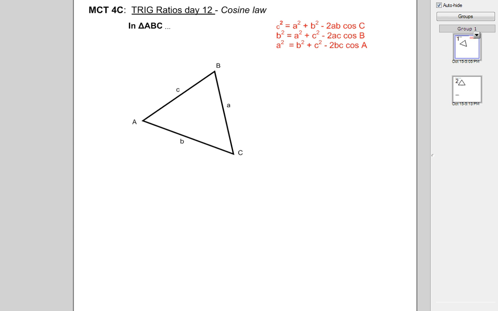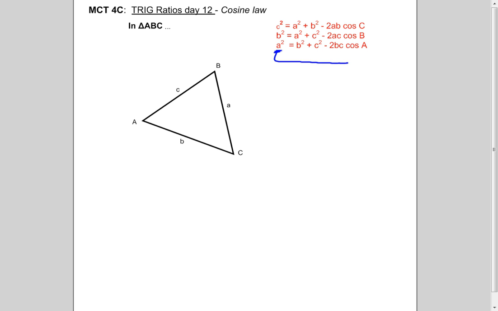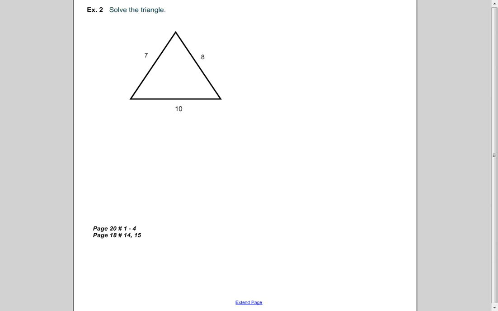The letters don't matter as long as you set it up so that this little side is across the triangle from this angle. It doesn't matter the order of the letters. So once you've written that down, let's solve one. It says solve the triangle.